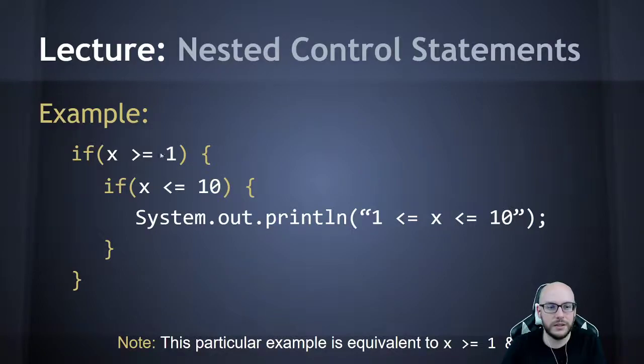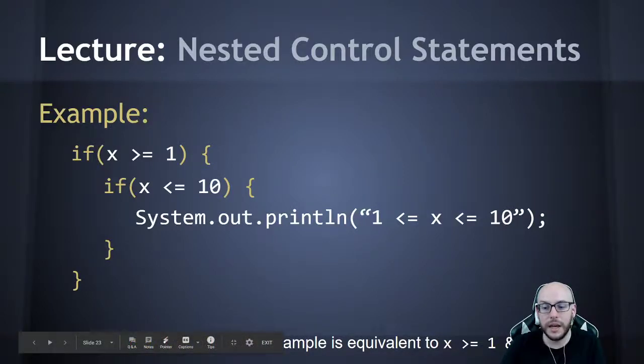If x is greater than or equal to 1, well, if this is true, I'm going to enter the body, but there's another if statement that I'm checking. It says if x is less than or equal to 10. Well, if that's true, then I reach this point. Notice that in order for me to actually get to this System.out.println line, I need both of these things to be true. That being said, this particular example is the exact same thing as using the AND logical operator.